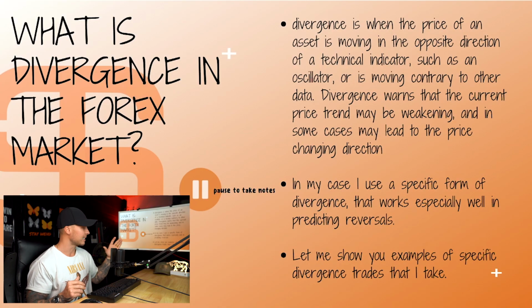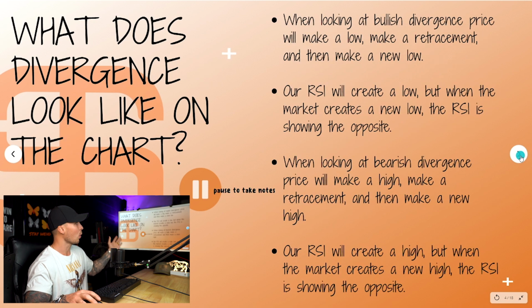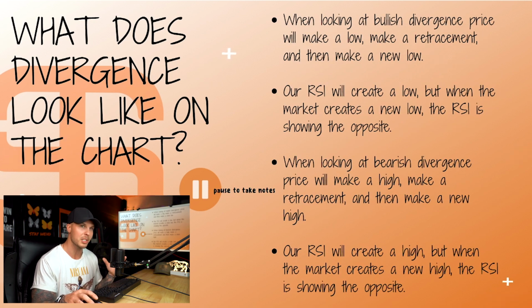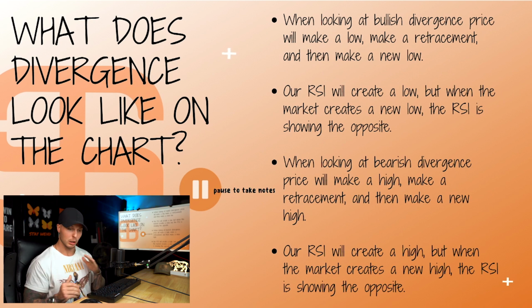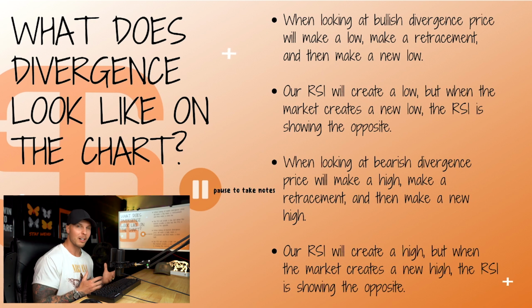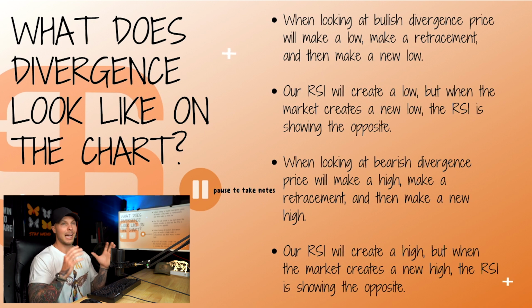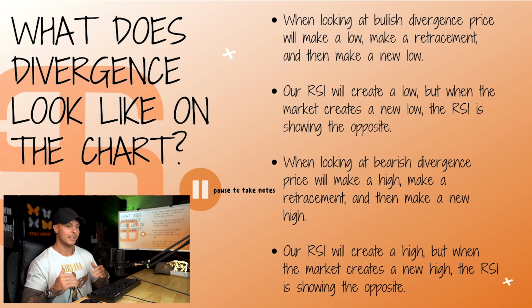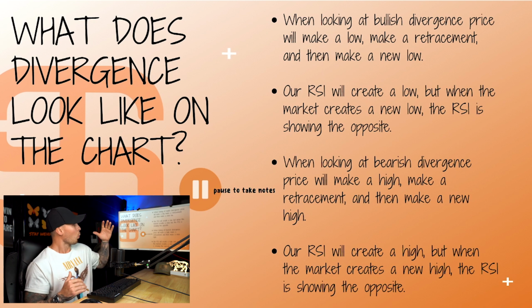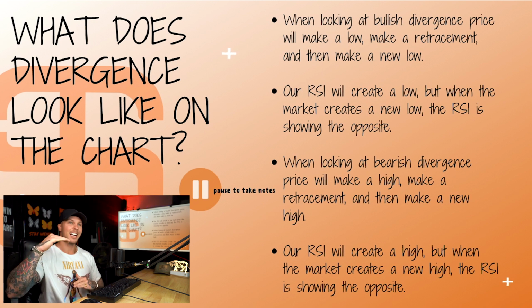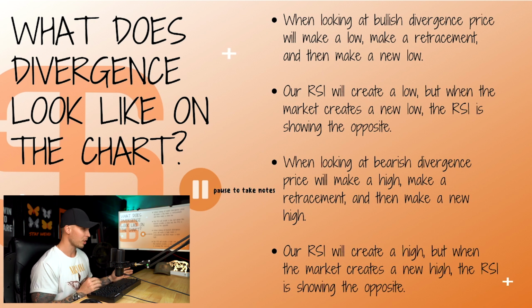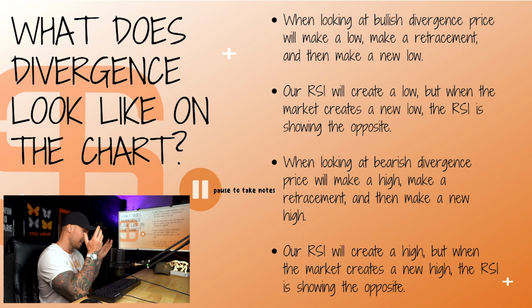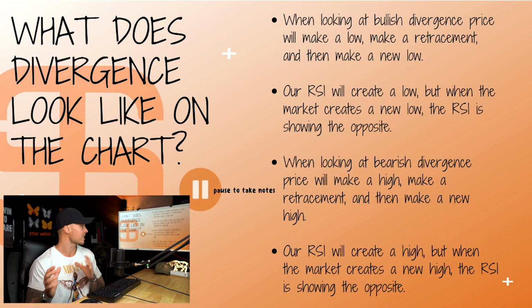In my case, like I said, I use a very specific form of divergence before I'll take that trade. When looking at bullish divergence, price will make a low, it will make that retracement, and then it will make a new low. On that new low, if we have confluence in the market, if everything is lined up how it needs to be, then we'll take that trade, okay? Our RSI is going to create that low, but when the market creates the new low, our RSI is not going to line up with what's going on in the actual chart. That's showing us divergence, which is an indication that a possible reversal is going to happen, okay?